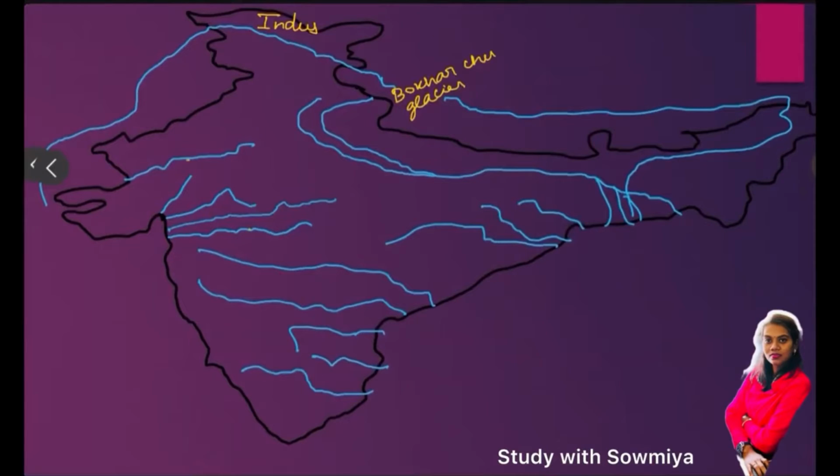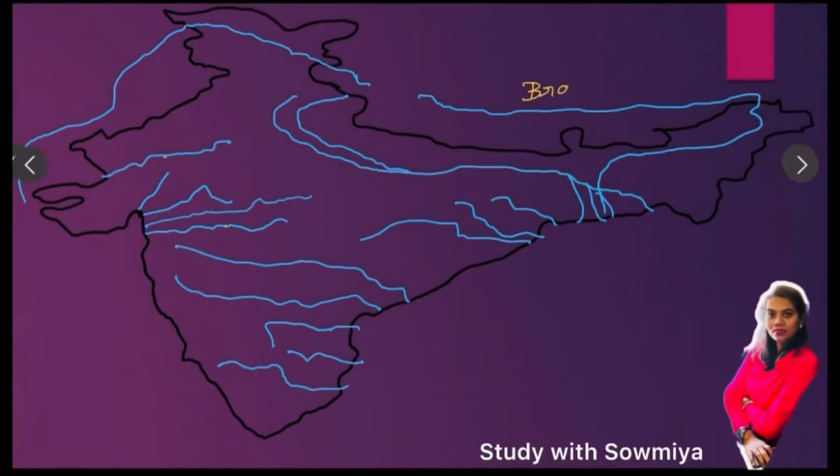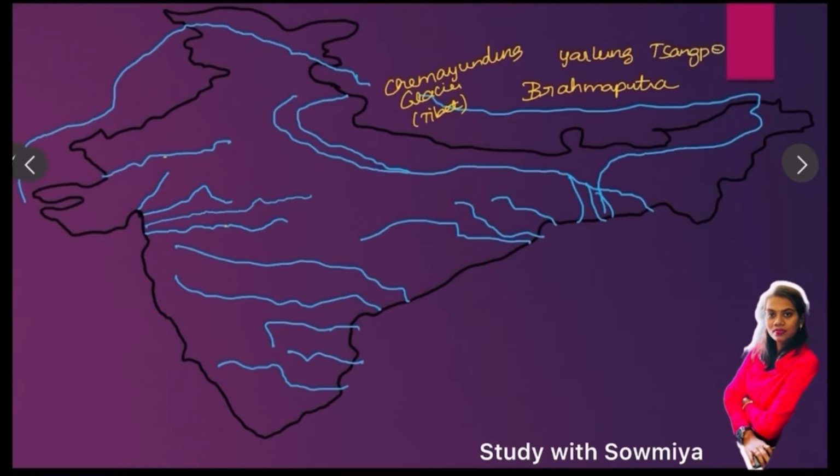The river Indus has its origin from Bokarchu Glacier, passes through Ladakh in Indian states and drains into the Arabian Sea. Next we will see Brahmaputra. Brahmaputra has its origin from Samayongdang Glacier in Tibet. In Tibet it is known as Yarlung Tsangpo. When it enters India it is known as Brahmaputra. It passes through Arunachal Pradesh, Assam and drains into the Bay of Bengal.